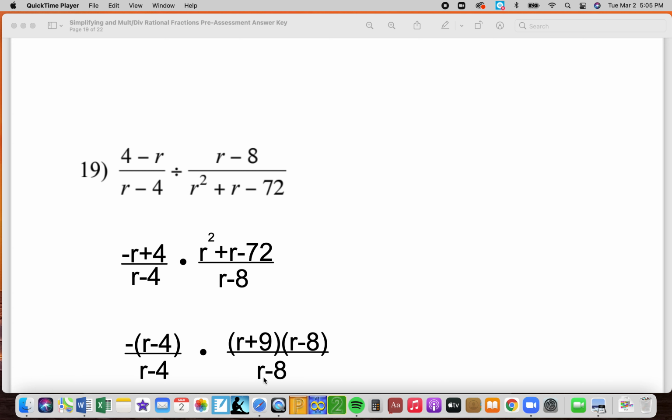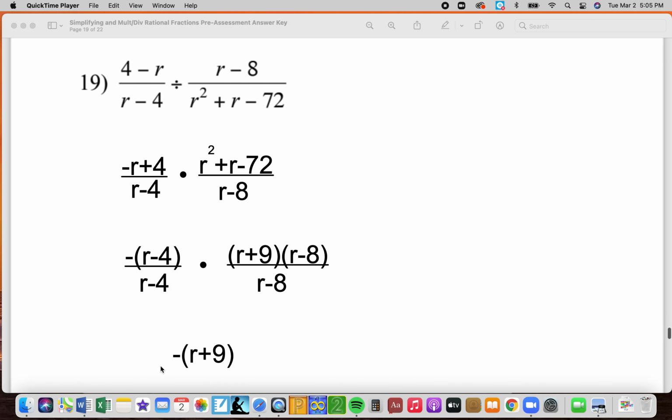The r minus 8s cancel. The r minus 4s cancel. And that leaves you with the opposite of r plus 9. Now again, the answer key might say negative r minus 9, but we don't like that because that would give us a leading first term negative. So this is the best way to represent the solution.